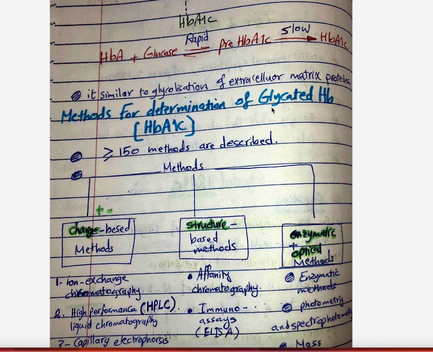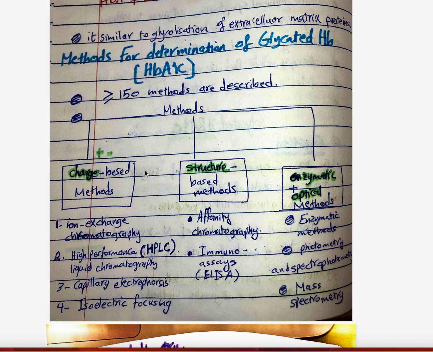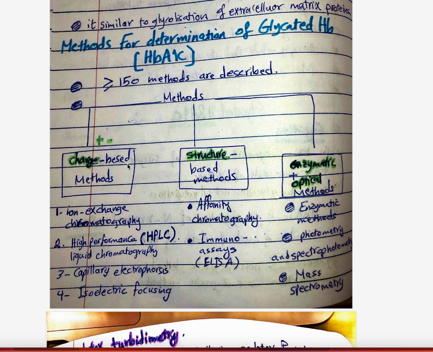Methods for determination of glycated hemoglobin. We have many methods to detect glycated hemoglobin, like hemoglobin A1C. There are actually more than 150 methods to detect that. One of these famous methods is the charge-based method, which depends on the charge, positive or negative, or the structure-based method, which depends on the structure of hemoglobin A1C, or enzymatic and optical methods. So we have a large number of methods that we can use.